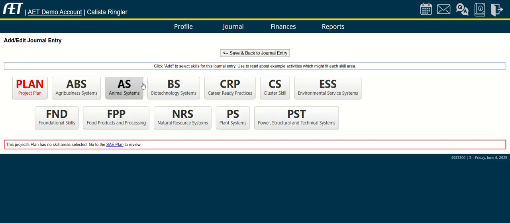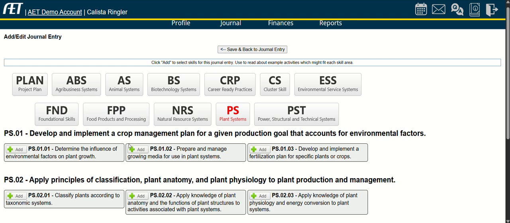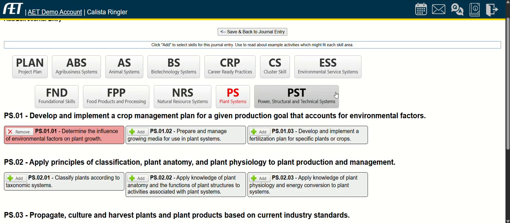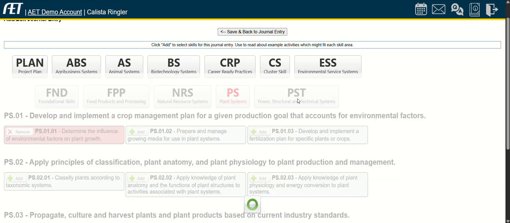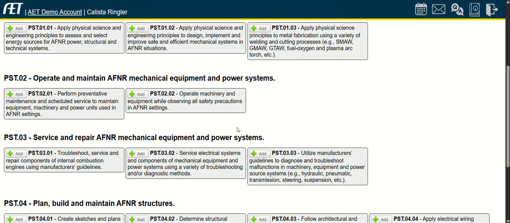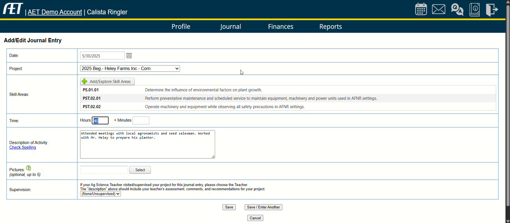Again, we need to add a skill, so this is for corn, so I'll go under plants. And maybe during that meeting I did this thing. And then while I worked on some equipment, and that's not going to be under plant systems, working on equipment is going to be under power structural and technical. So I'm going to go under here and I'm going to look and see, yep, I operated machines while being safe. I did some maintenance. That looks good. Save and go back.